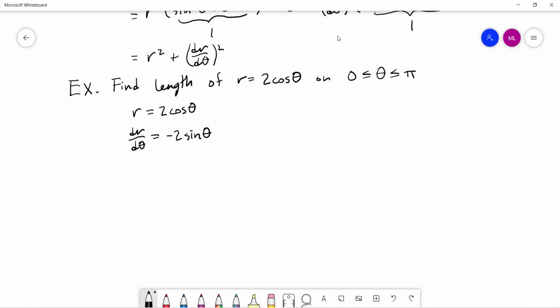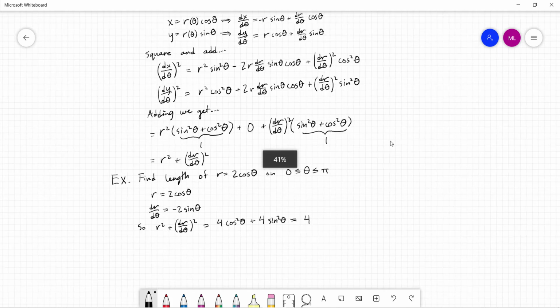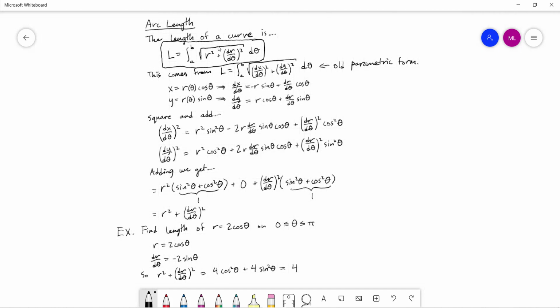And I need to get now this expression to integrate. So r squared plus dr d theta squared is going to be equal to, I'll get 4 cosine squared of theta plus that negative 2 times itself is also going to be a positive 4 sine squared of theta. And this is simply 4. I can factor a 4 out and I'll just have sine squared plus cosine squared. So I just get 4. That whole mess inside the square root for this particular problem simplified to 4.